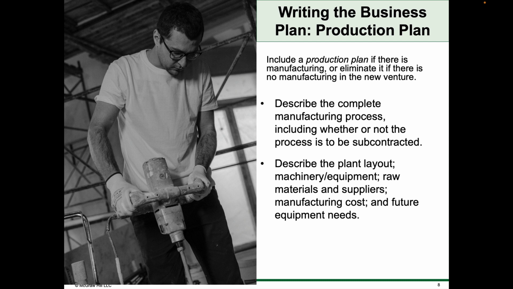Even if somebody else is going to be doing the production, or if it's going to be subcontracted, you need to explain this. But if you're the one doing it, then you should describe the physical plant layout, any machinery that you're going to need, your raw materials, your suppliers' names, how much it's going to cost to put together your product, and then any future capital equipment needs. Now, if you are not going to be doing any manufacturing, then you just skip this part.